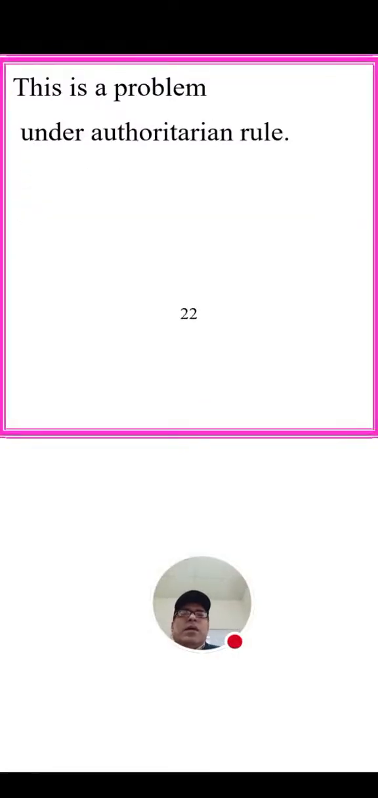If an individual chooses whatever his or her reason tells, then he or she is free. But if he or she has to choose something other than what reason tells, the person is not free. This is a problem under authoritarian rule.